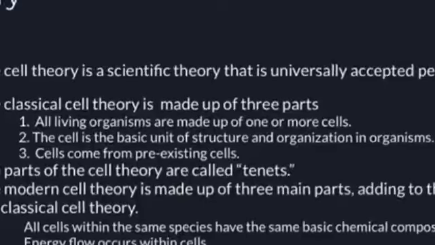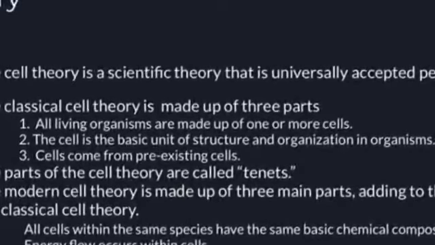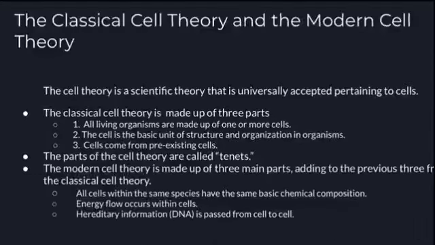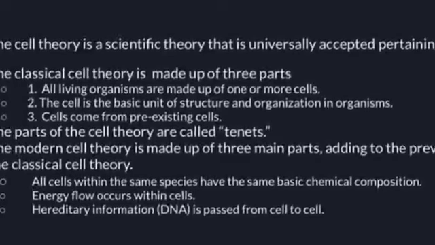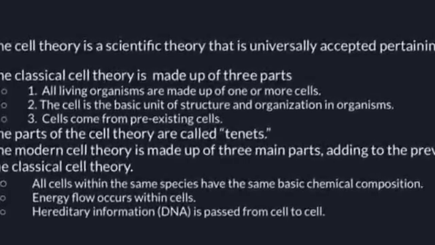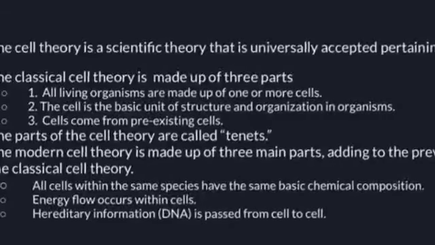The parts of the cell theory are called tenets. The modern cell theory is made up of three main parts, adding to the previous three from the classical cell theory. All cells within the same species have the same basic chemical composition, energy flow occurs within cells, and hereditary information, or DNA, is passed from cell to cell.